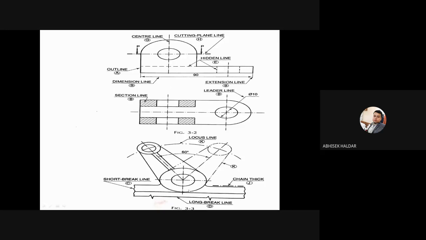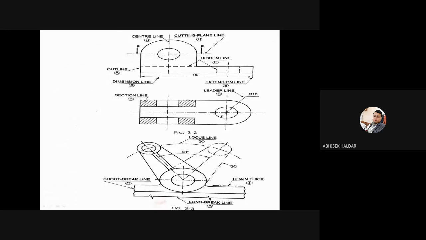And here you can see the long break and short break part. You can see this is also a machine bed, and there is a zigzag part. Here also one zigzag, here is another zigzag. That means this part is very long. Compared to this length, the thickness of this plate is small. That's why it is denoted by short break line. The thickness of the plate is my short break line.